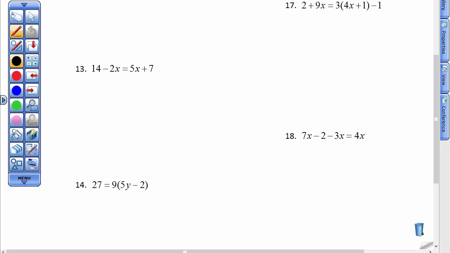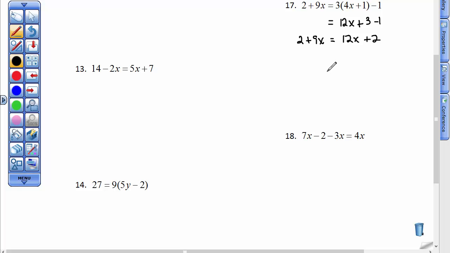In the last video, I told you that the answer to number 17 was 0. Let's go ahead and do that. So on the right-hand side, 3 times 4x is 12x, and 3 times 1 is 3. But then I've got to subtract this 1 because they're like terms. So 3 minus 1 is 2. So we've got 12x plus 2. On the right side, we have 2 plus 9x.